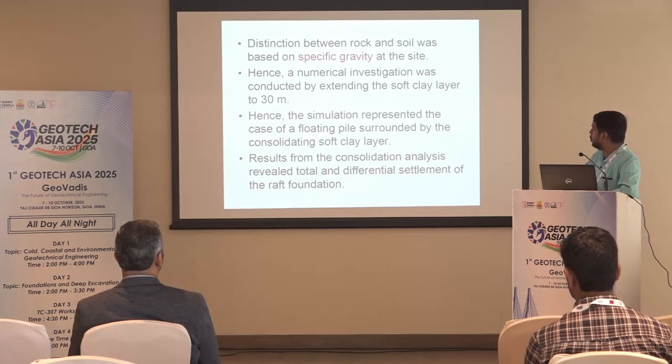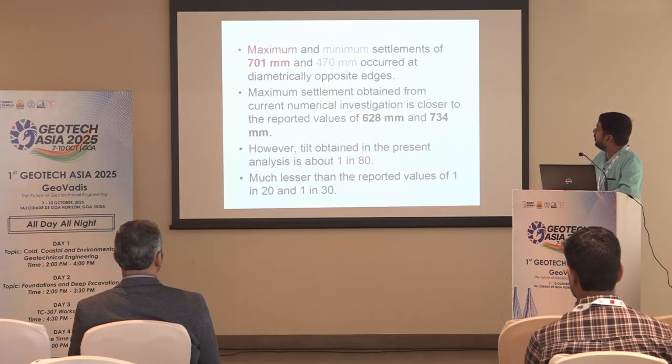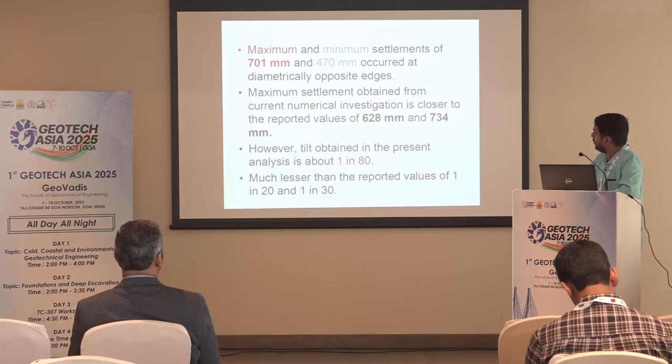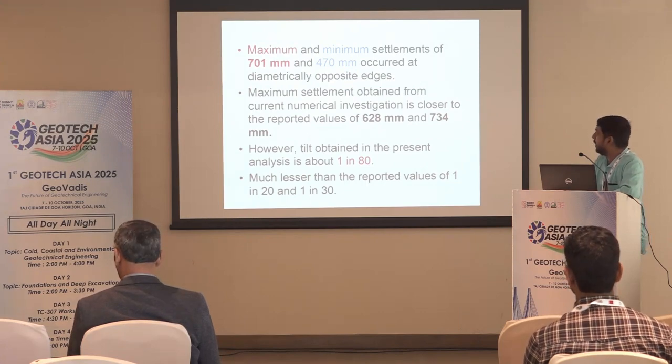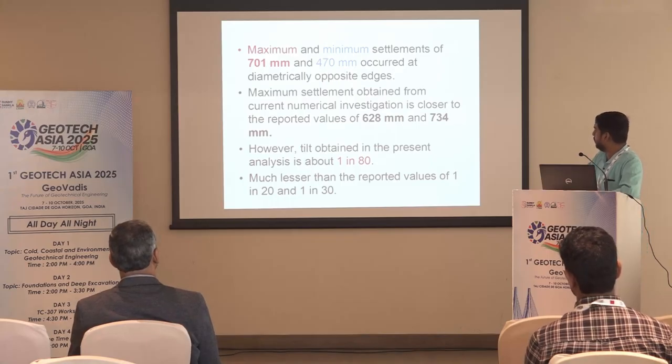Now, results from the consolidation analysis revealed the total and differential settlement of the pile raft foundation. The maximum and minimum settlement were around 701 mm and 471 mm. This was very close to the maximum settlement observed at the site, which was around 628 mm and 734 mm. However, the tilt obtained in the present analysis is about 1 in 80. This was much lesser than the reported value of 1 in 20 and 1 in 30.